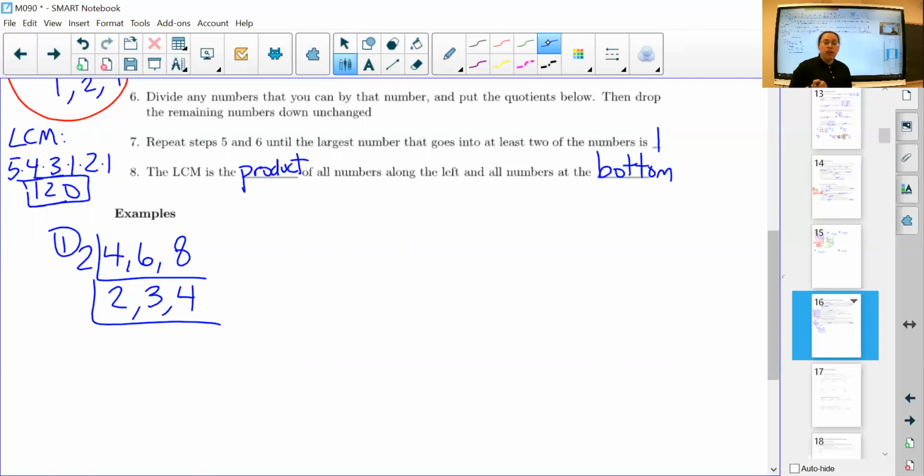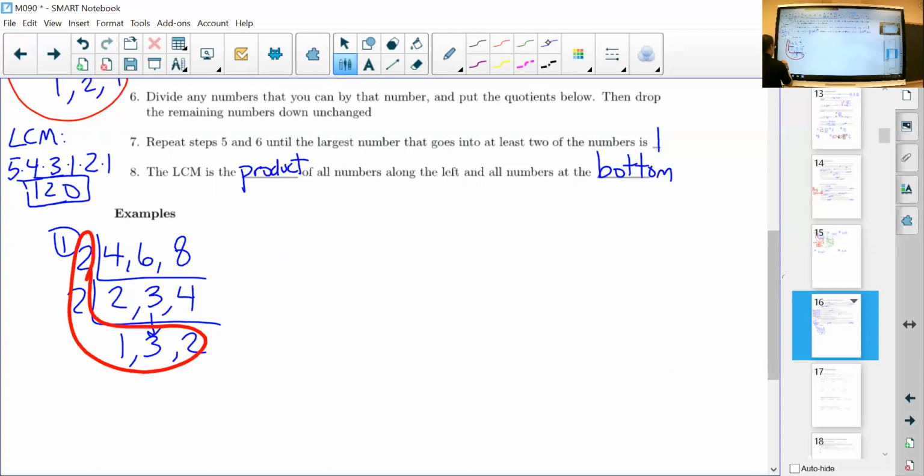So what goes into 2 or more? 2 and 4, they're both even, so 2 goes into those. Divide the numbers that can be divided nicely and drop the others straight down. 1, 3, and 2. Those are all relatively prime. So our LCM is 2 times 2 times 1 times 3 times 2. And I'm okay if you drop the ones there. We're going to get 24 as our LCM. 4 goes into 24, 6 goes into 24, 8 goes into 24.